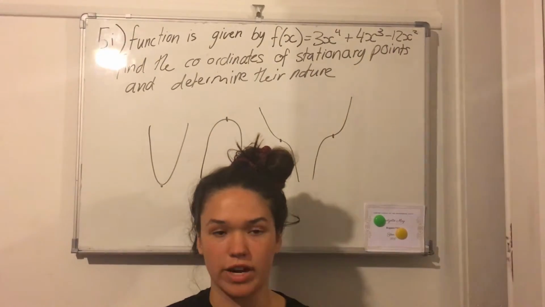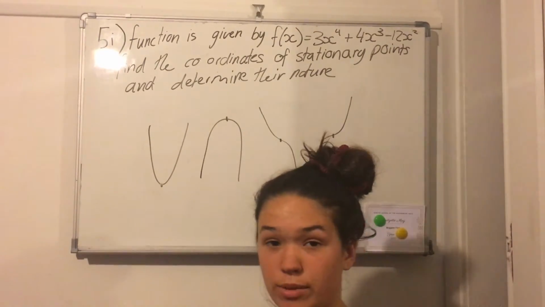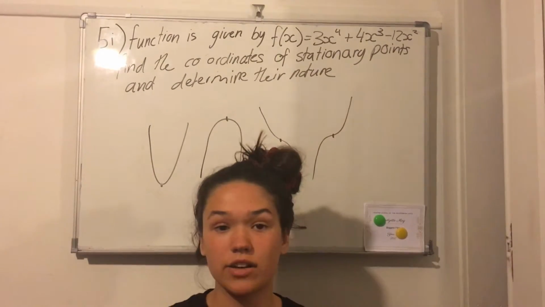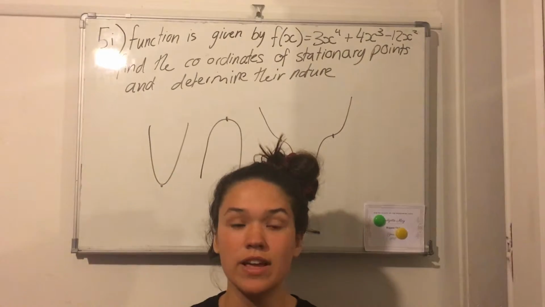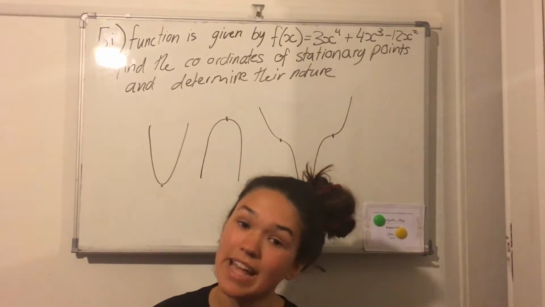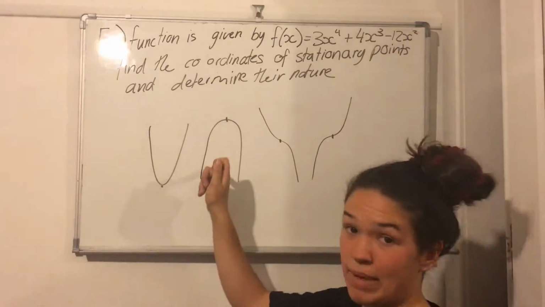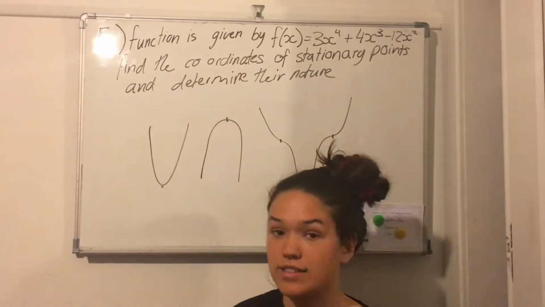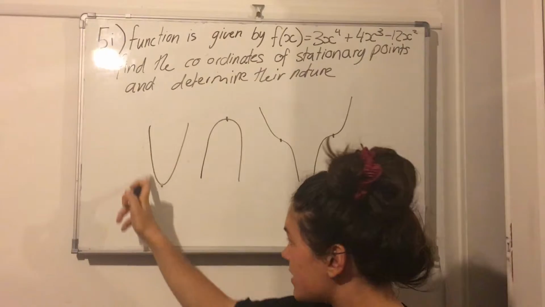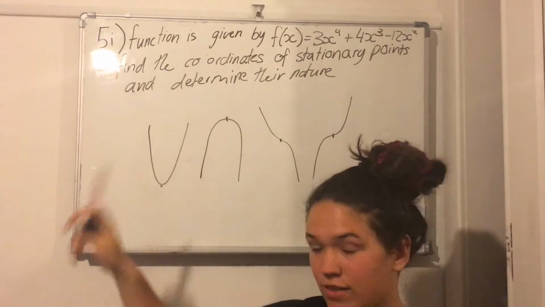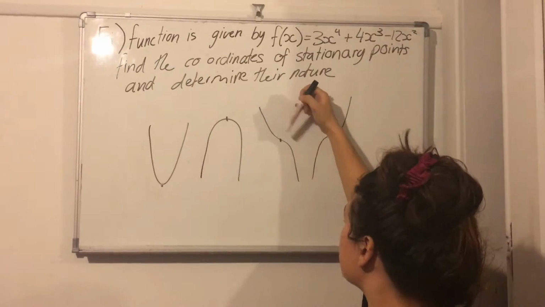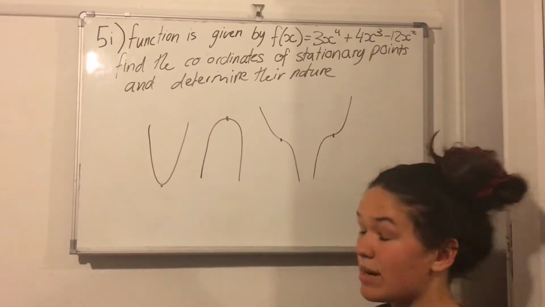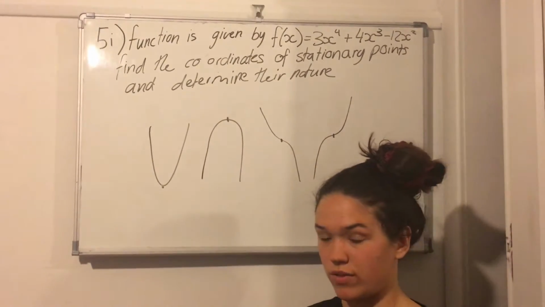Through the equation of a gradient, we can determine what kind of stationary points they are without actually graphing out your function. If the gradient of the left-hand side of a point is positive and the gradient of the right-hand side is negative, we're looking at a maximum point. This is because here the gradient is positive, here the gradient is negative. It's the same for a minimum point. If the left-hand side is negative and the right-hand side is positive, you've got a minimum point. If the left-hand side and the right-hand side are both negative, or both positive, you've got a horizontal point of inflection.